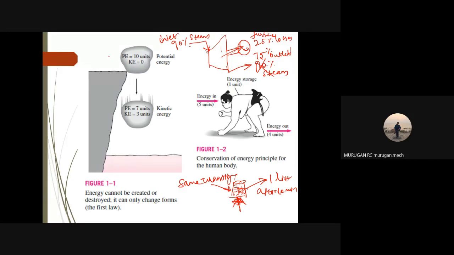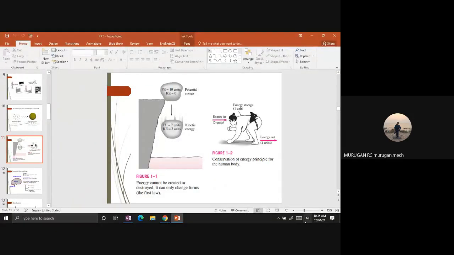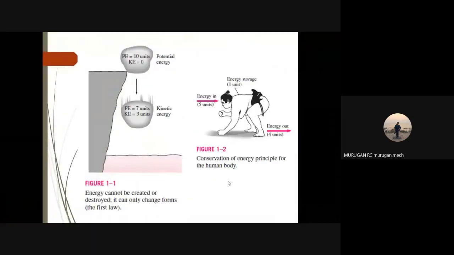Next important topic is the kinetic energy and the potential energy. So tell me, what do you mean by kinetic energy and potential energy? Resting energy is potential energy. Okay. What do you mean by kinetic energy?